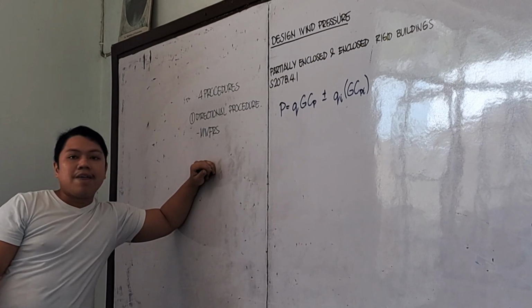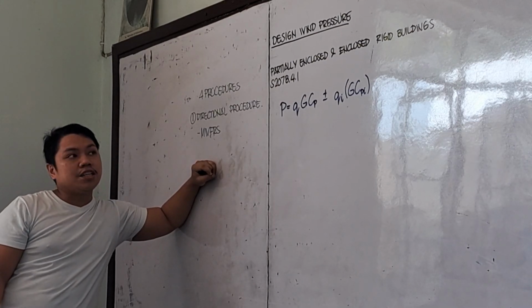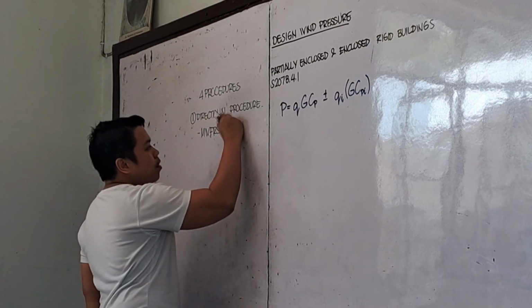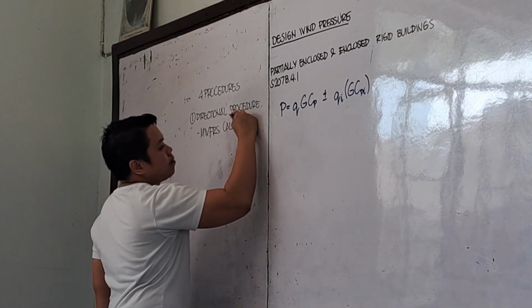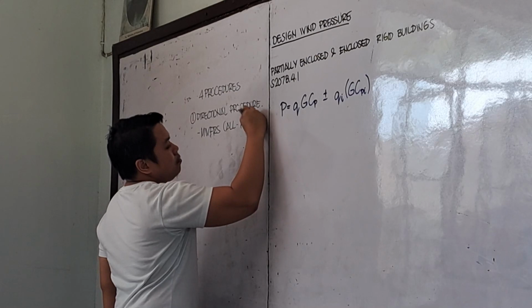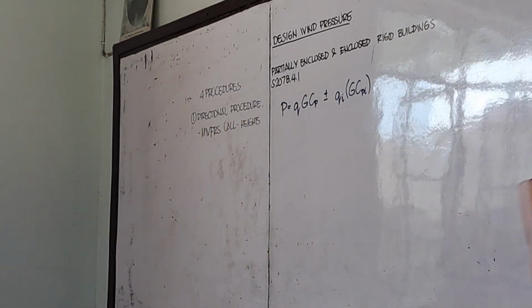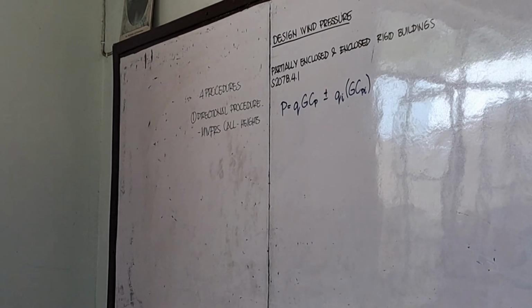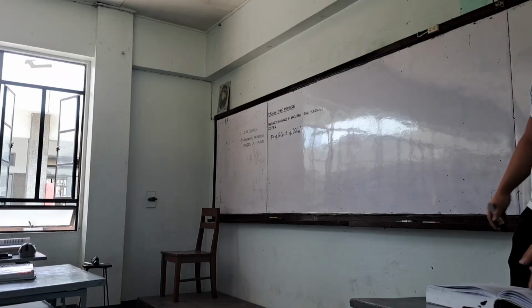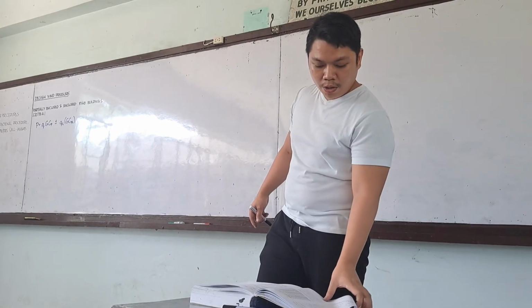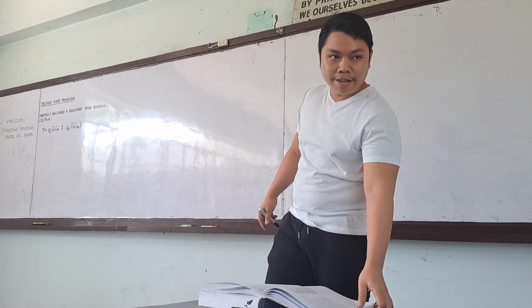We will have 2 types of buildings. We have rigid and flexible buildings. So this is at all heights, we have 2 types. So we will use section 207B. In your CP, if you did not print out, in your CP, 207B.4.1.